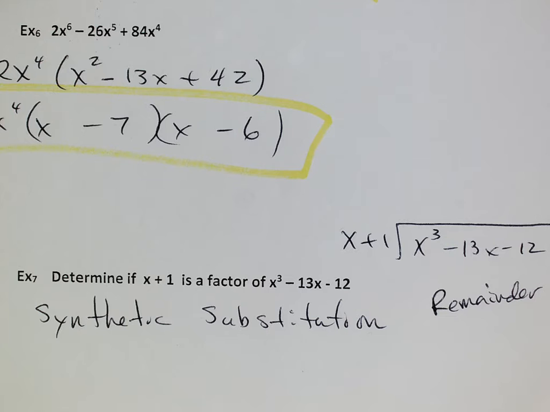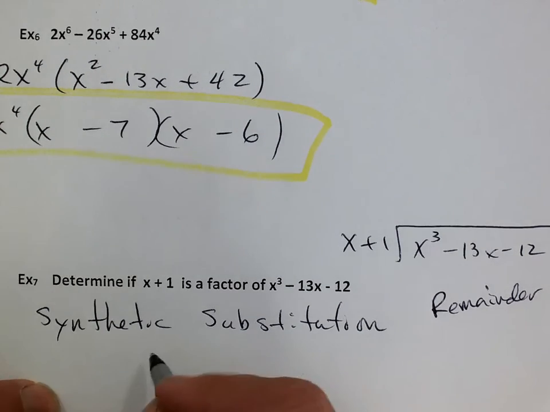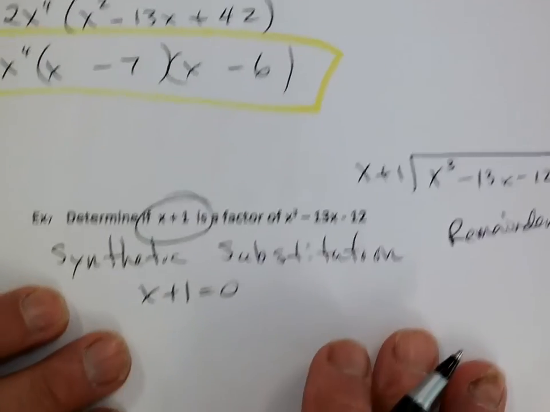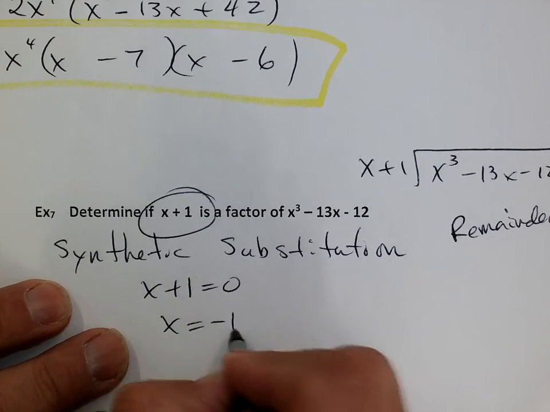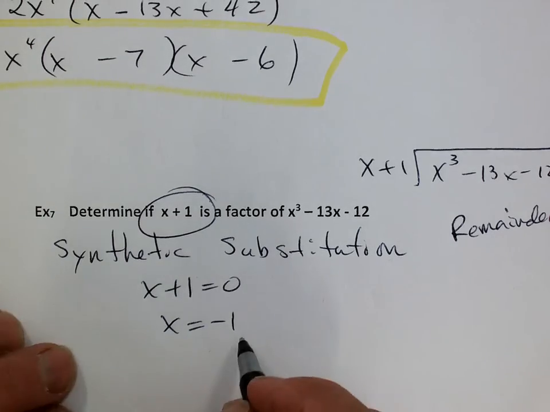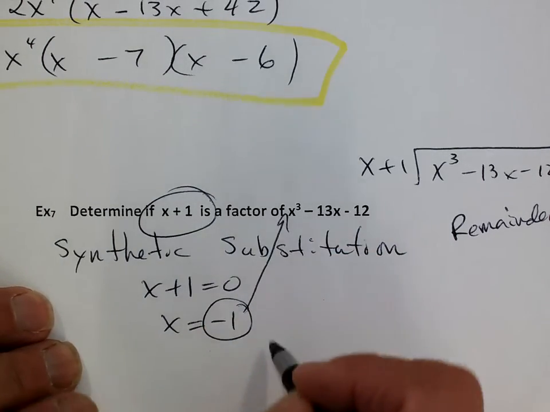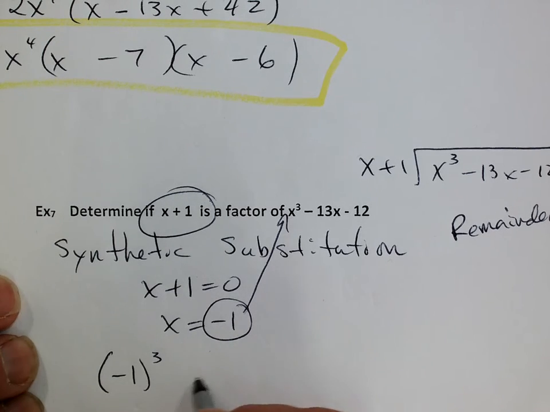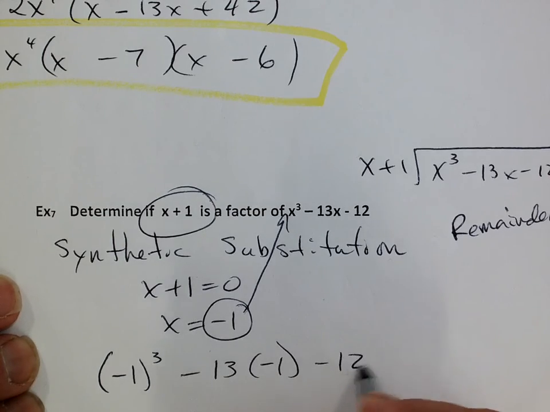Well, if it's a factor, all I care about is the remainder. The question doesn't say divide. It just says, is it a factor? So all I care about is the remainder. So if I take my x plus 1, set it equal to 0, and solve, I get x equals negative 1. If I plug negative 1 in, I'll get the remainder. So I'm going to say, okay, negative 1 cubed minus 13 times negative 1 minus 12, and what I get will be the remainder.